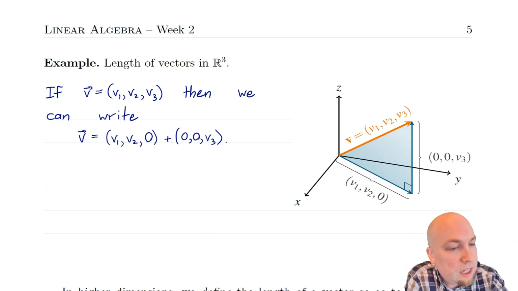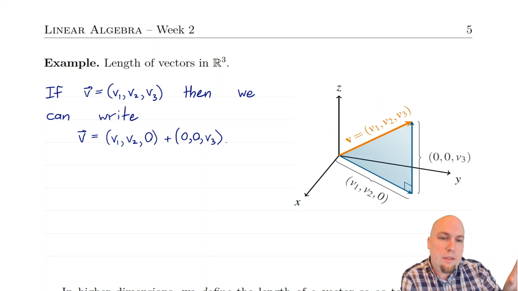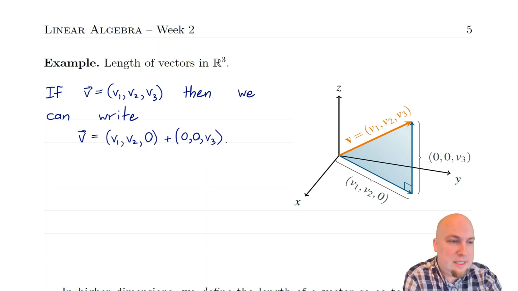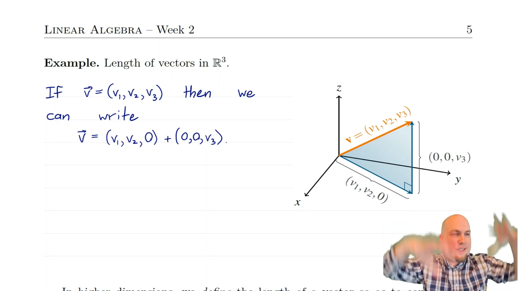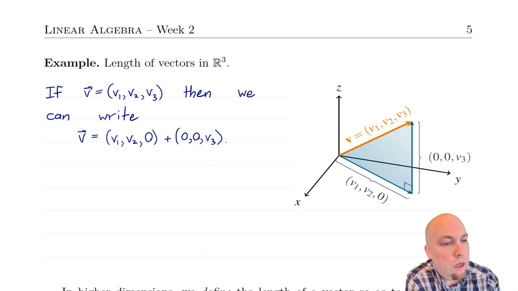All right, so if I've got this vector v1, v2, v3 that I actually care about, I'm going to draw these two vectors that I've split it up into the sum of. The first one is v1, v2, 0. So this vector is just living down on the xy plane. Its z component is 0, so it's just what you get if you take this vector v that you care about and squash it down onto the floor. So this is v1, v2, 0.